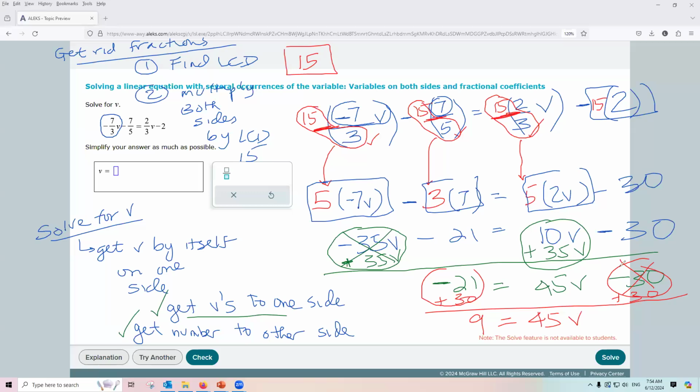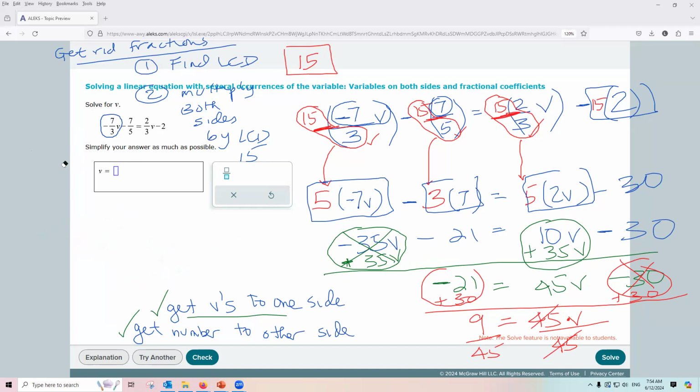Well, last step to get v by itself, because v is being multiplied by 45, I want to get rid of that multiplication. I'm going to divide both sides by 45. 45 on top cancels out the 45 on the bottom. I'm being left with v equals, I'm going to write it over here. We're left with v equals 9 over 45.